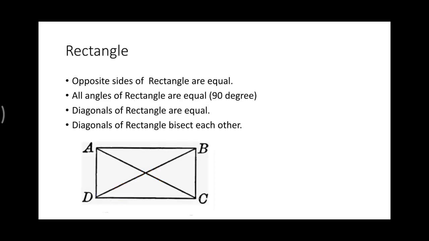Now rectangle. Opposite sides of a rectangle are equal. All angles of a rectangle are equal and are of 90 degrees. In a square all sides are equal, while in a rectangle only opposite sides of the rectangle are equal. All the angles of a rectangle are equal and are of 90 degrees. Diagonals of a rectangle are also equal and diagonals of a rectangle bisect each other. This is the same as a square.